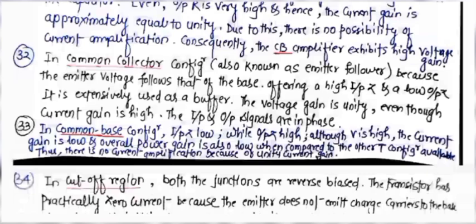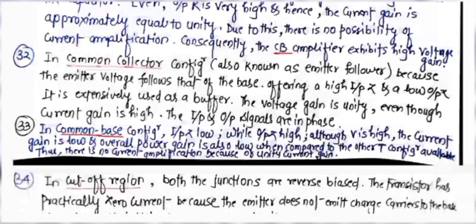In common base configuration, input impedance is low while the output impedance is high. Although voltage gain is high, the current gain is low and overall power gain is also low when compared to the other transistor configurations available. Thus, there is no current amplification because of unity current gain.